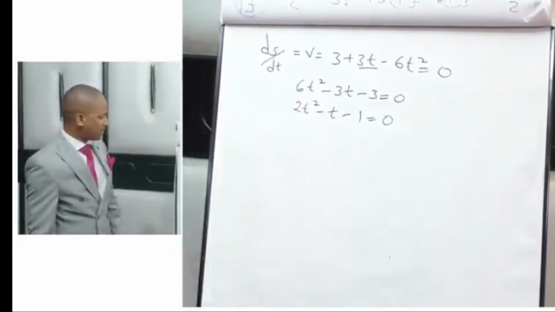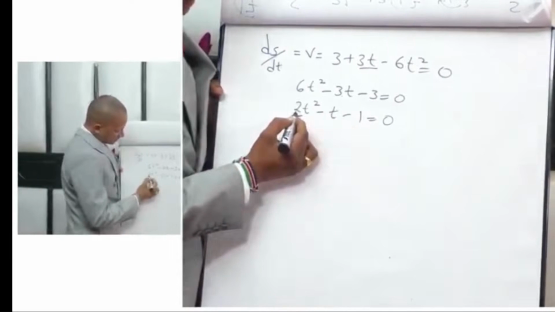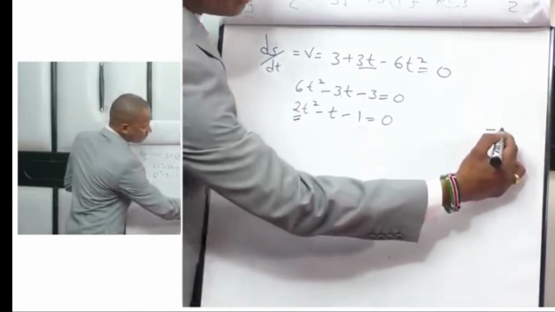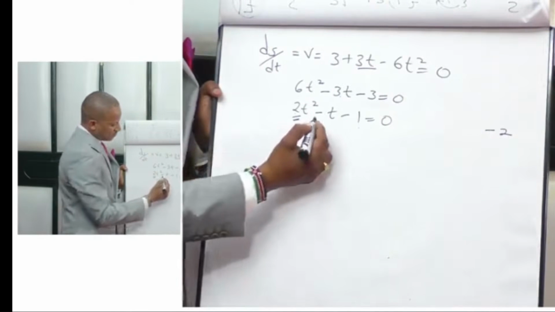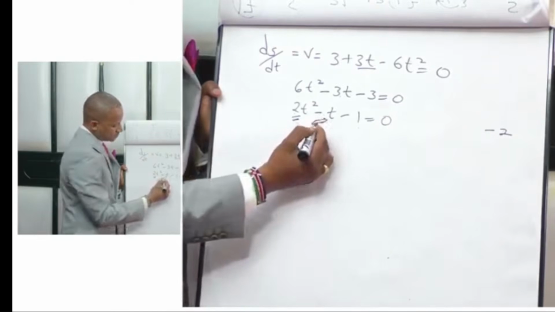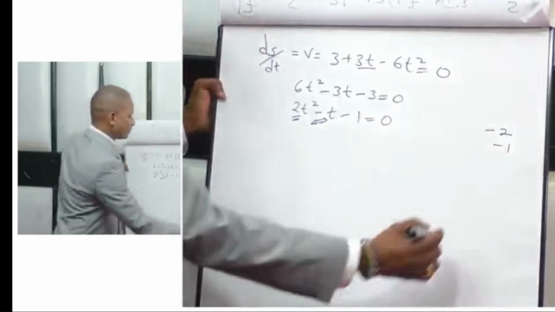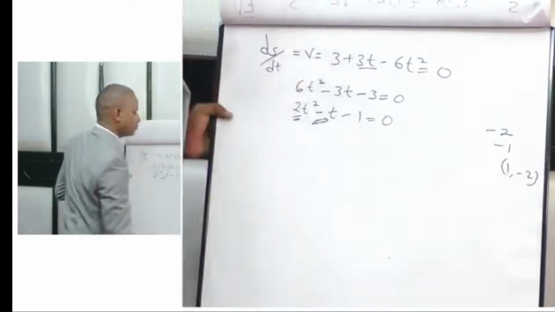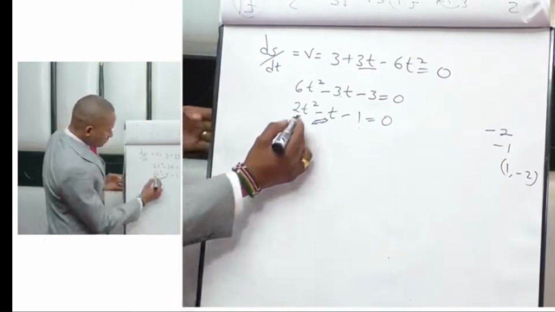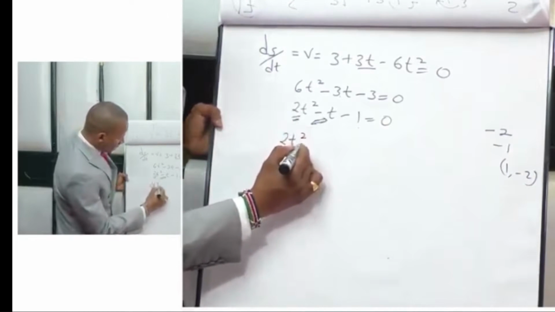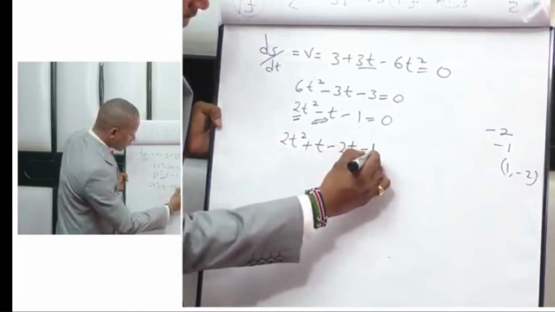So I look for two numbers. Two numbers that, if I multiply them, will give us 2 times negative 1, which is negative 2, and if I add them, will give us negative 1. So what are those numbers? It is 1 and minus 2. So therefore, this becomes 2t squared plus t minus 2t minus 1 equals 0.